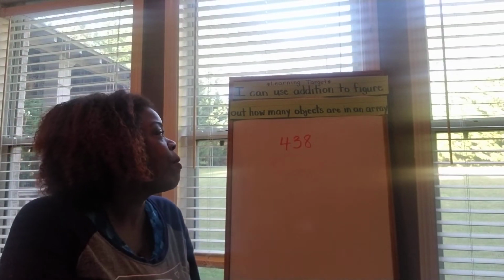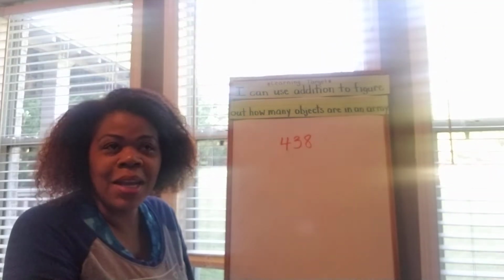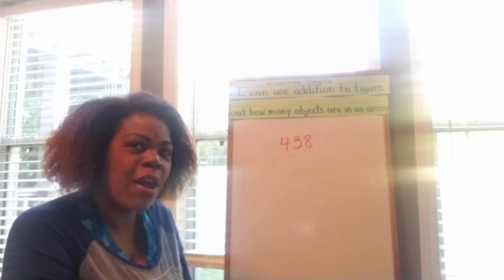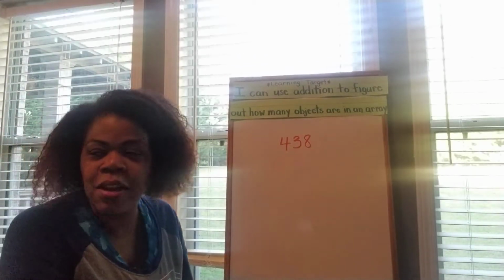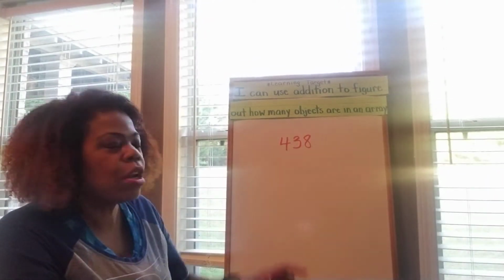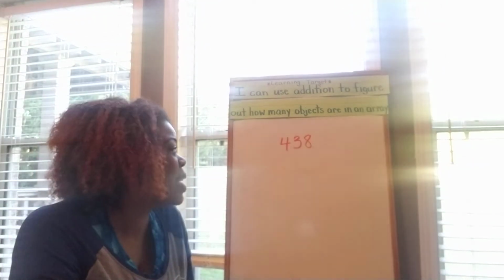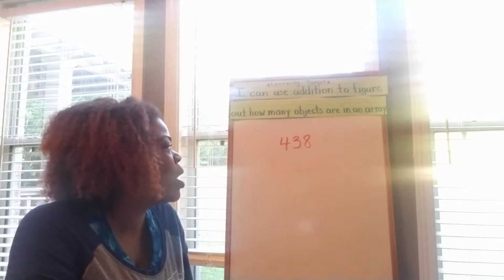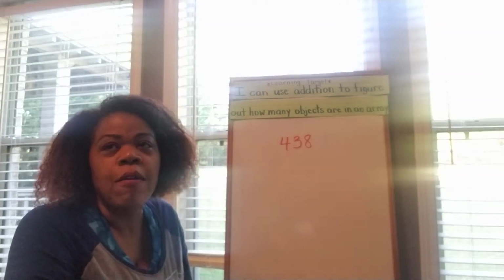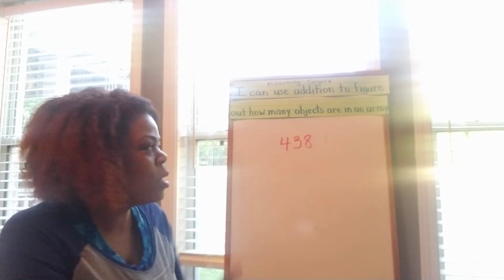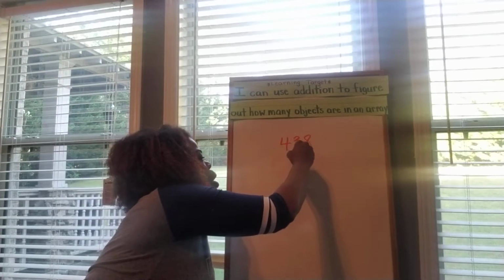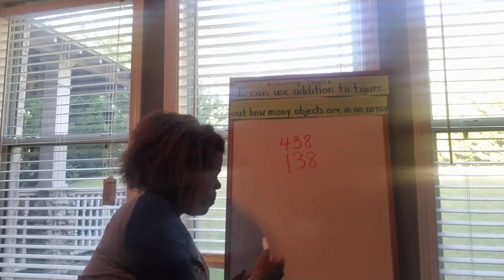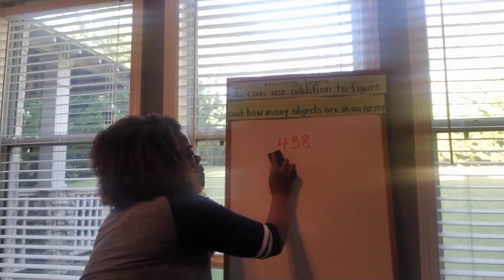Okay, so 438 minus 300. Minus 300 in your head. Are you going to look at the 8? No, because that's in the ones place. Are you going to look at the 3? No, because that's in the tens place. Where are you going to look? At the 4. 4 minus 3 is what? 1. So what does it become? It becomes 138, right? Okay.